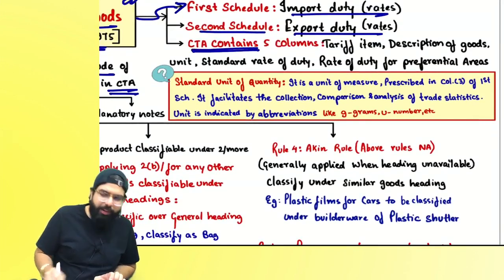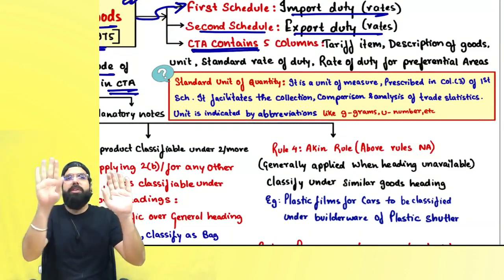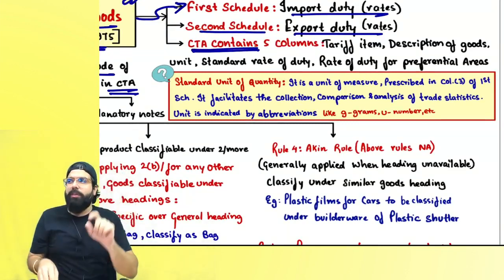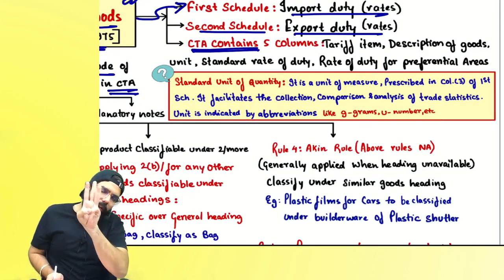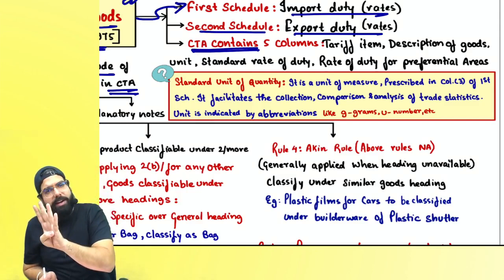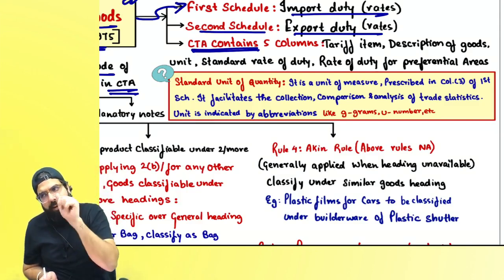Now in the Customs Tariff Act, when you see the schedule, you will be able to see 5 columns over there. What are the 5 columns everyone? Tariff item is there, description of the goods is there, then unit is there, then you have standard rate of duty and preferential rate of duty.